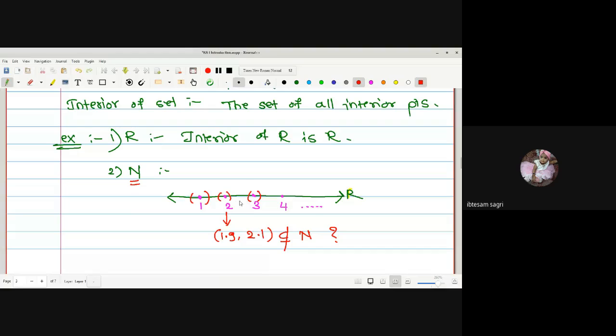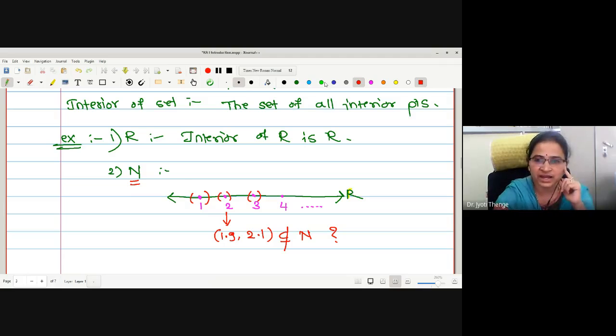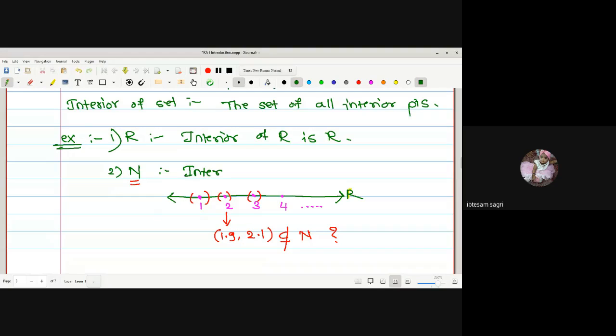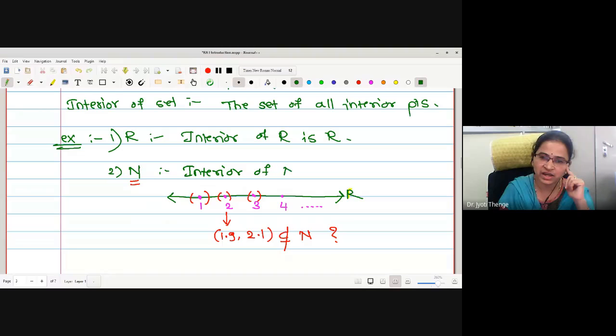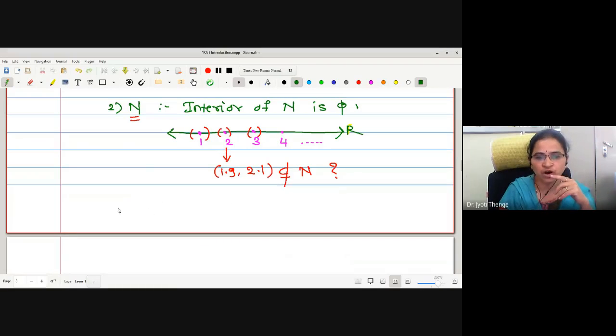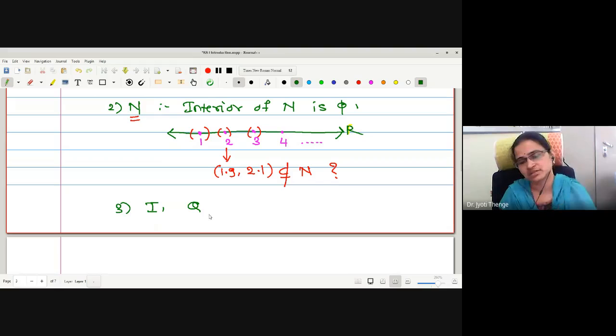Natural numbers are not interior. Therefore, may I write the interior of N is empty? Yeah. The interior of N is empty, एकही इंटिरियर पॉइंट नाही आहे ना N मध्ये? करेक्ट ना? And the same thing is for integers, and for rationals they also do not have any interior points, correct na?